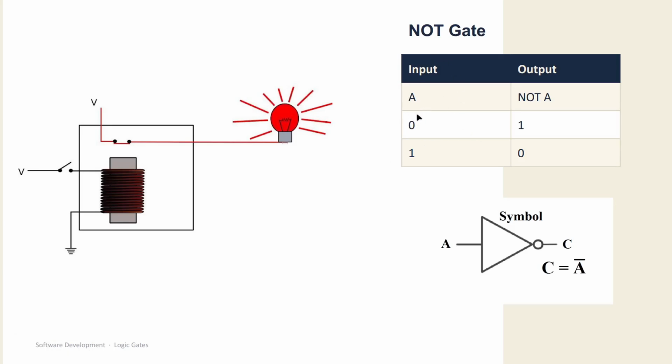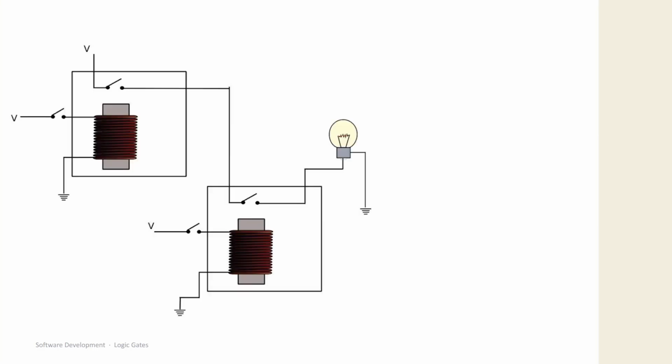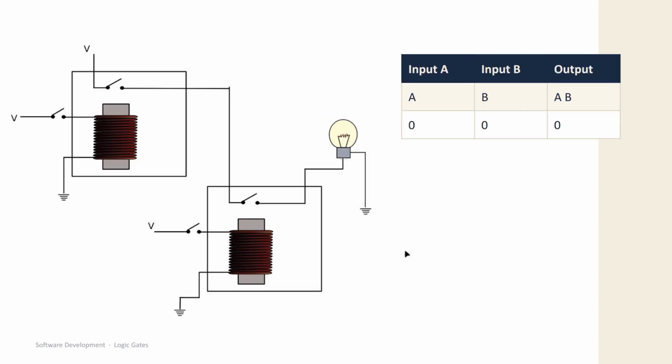If we put nothing, we have the signal. If we put something, we do not have a signal. Voltage in, nothing out. Now connect two relays like this. This is a series connection. No power on either input, nothing at the output.